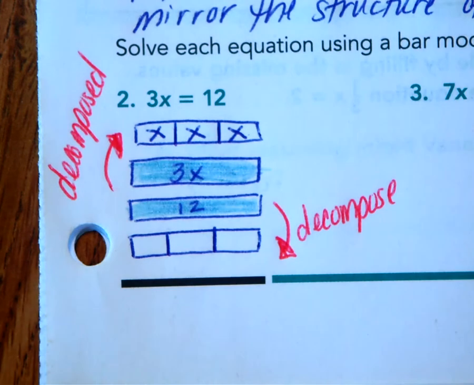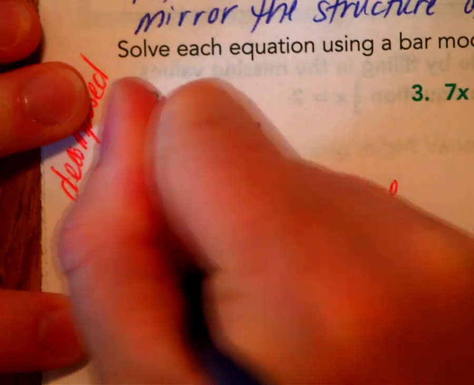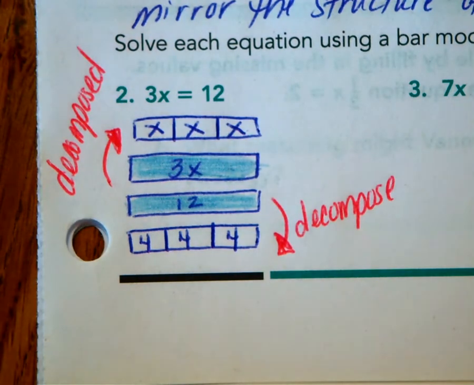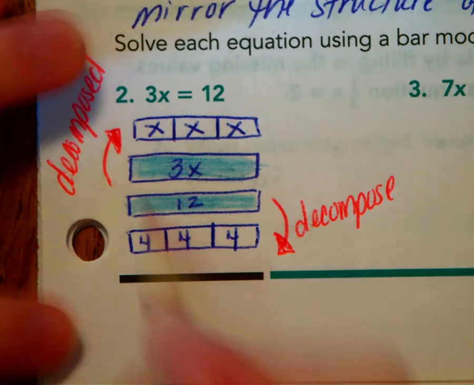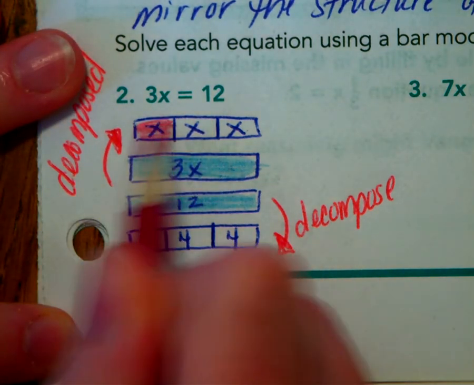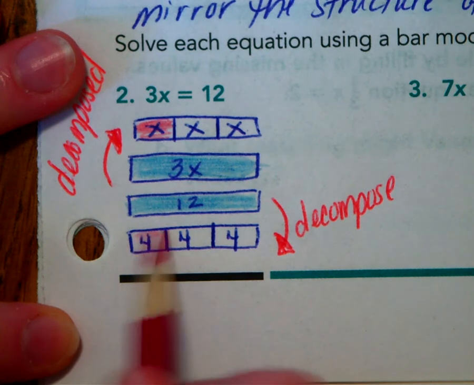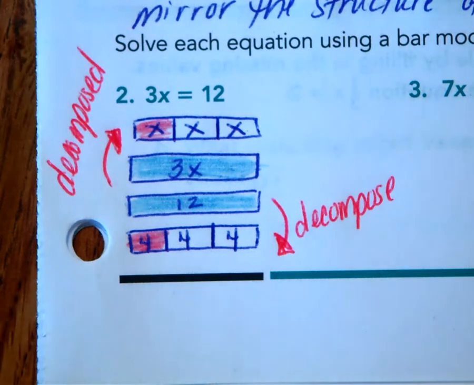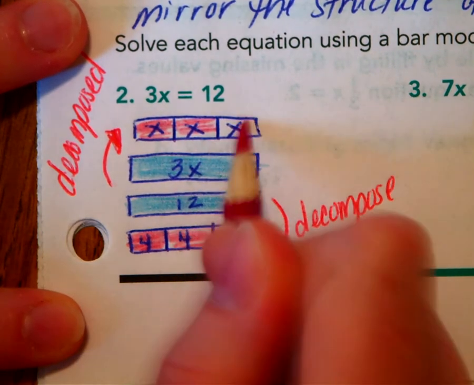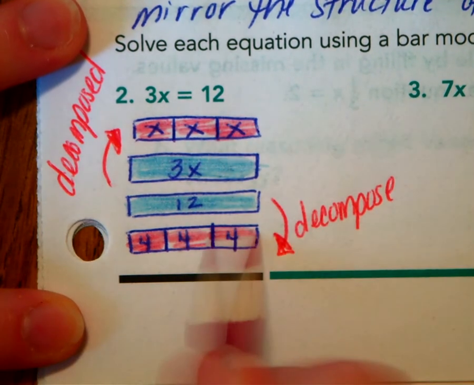Well, 12 divided into 3 equal parts is how much per part? If you said 4, you are correct. So that pretty much tells me that 1x is worth 4. 2 x's would be worth 8. And we know all 3 x's is worth 12.